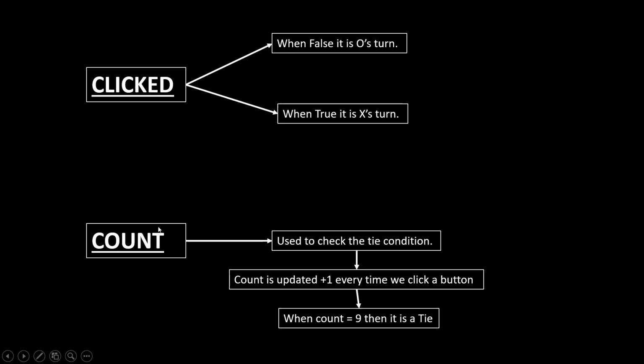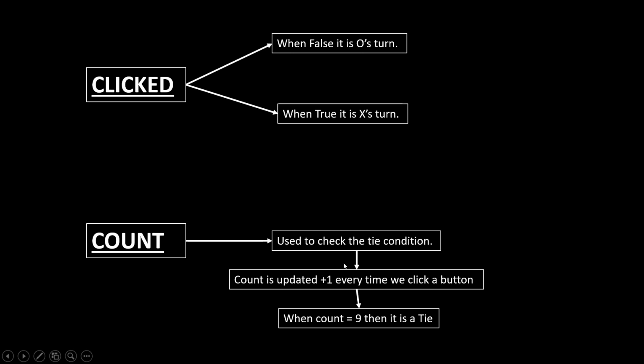And the other is the count variable. The count variable is used to check the tie condition. Basically, how it works is we are going to update this count variable every time we click a button in our game. At first the count is equal to 0. So whenever X clicks the button the first time, it will be updated with +1. So 0 plus 1 will be 1. And now the O string will be there. So when the O player clicks any button, it will again add +1, so the count variable will now be 2.